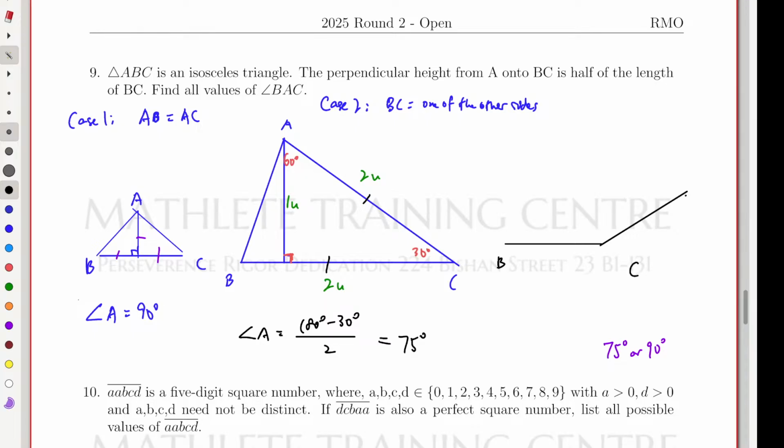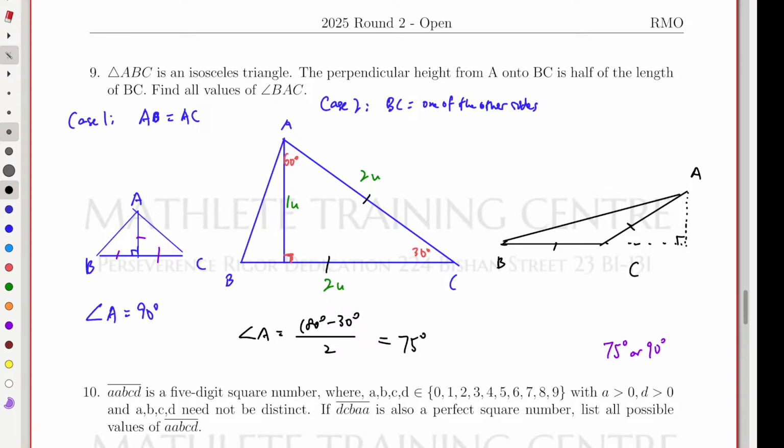The reason why I forgot about this case is because I thought that maybe the height will also have to lie within the triangle, right? But the answer is not necessarily. So this is your A, this is your triangle ABC, right? You can see it's isosceles. BC is equal to AC, and then the height will be half of the length of BC.